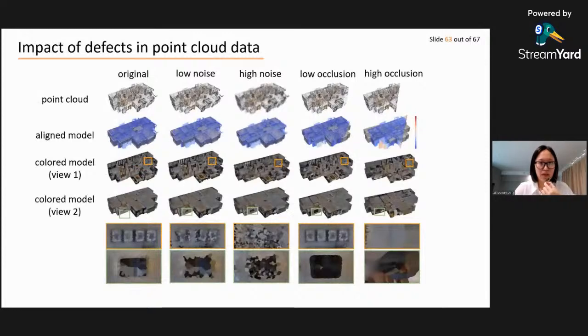We test the impact of defects in the input point cloud by simulating random noise and incomplete acquisition. The registration step, as we can see, is more robust to random noise on the point locations, but it tends to fail in case of low overlap between the input pair. On the contrary, the simple coloring strategy is more sensitive to noisy point clouds, resulting in undesirable artifacts in the texture.